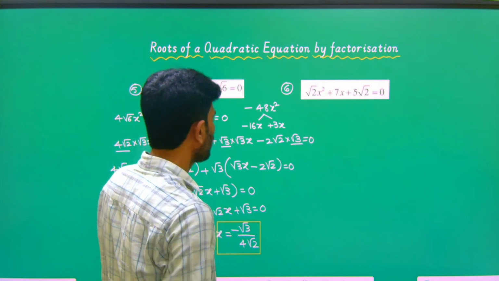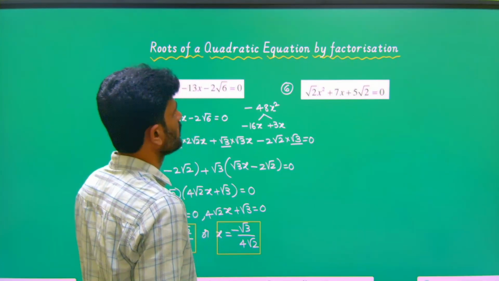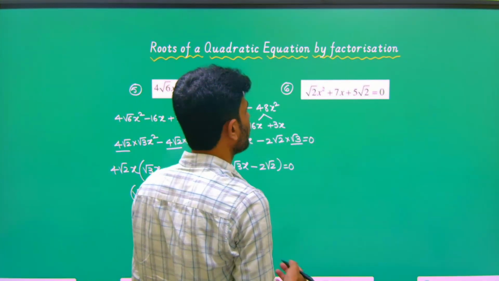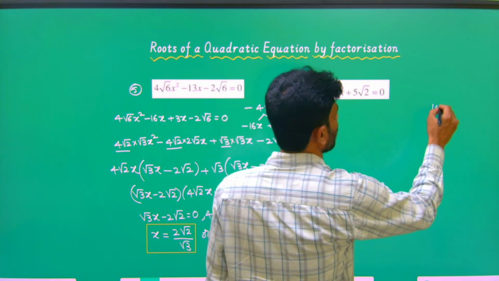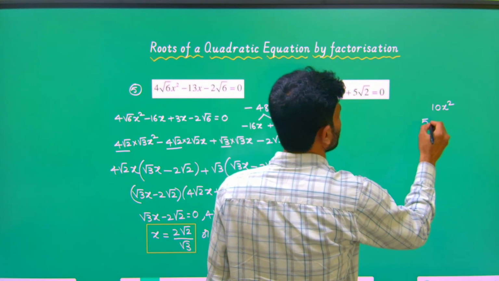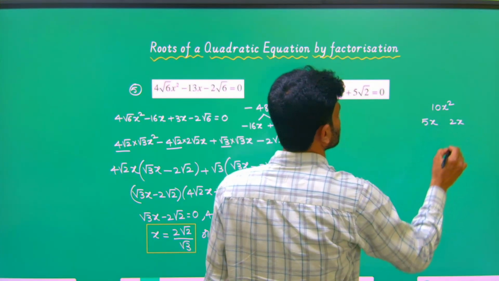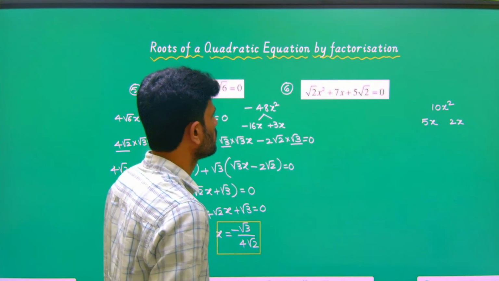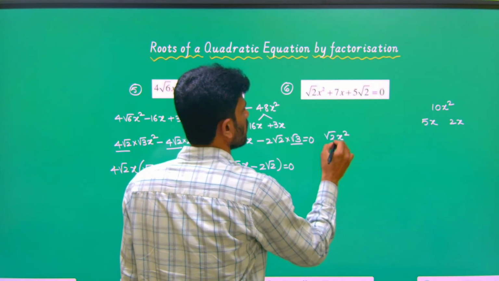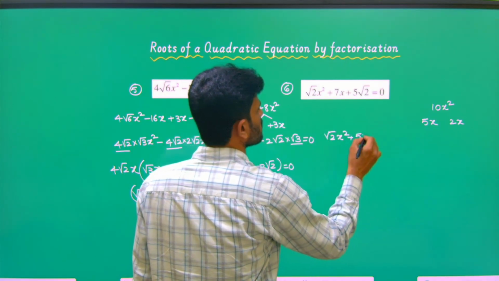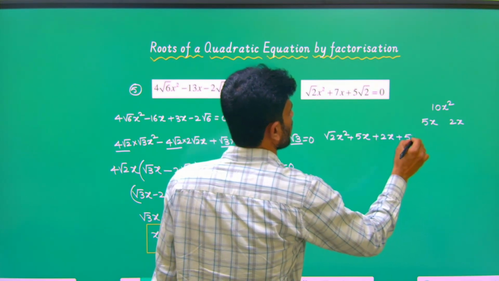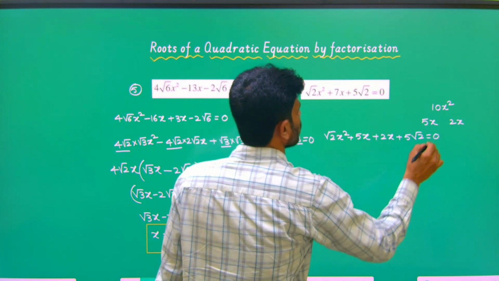Here this is another one. This is not very complicated, a simple one. So here also, root 2 into root 2, 2 into 5, 10. So we have to take the factors of 10x square such that we get 7x. So what is it? 5x and 2x. 5x plus 2x, 7x. So how can we split this? Root 2x square plus 5x plus 2x plus 5 root 2 is equal to 0.